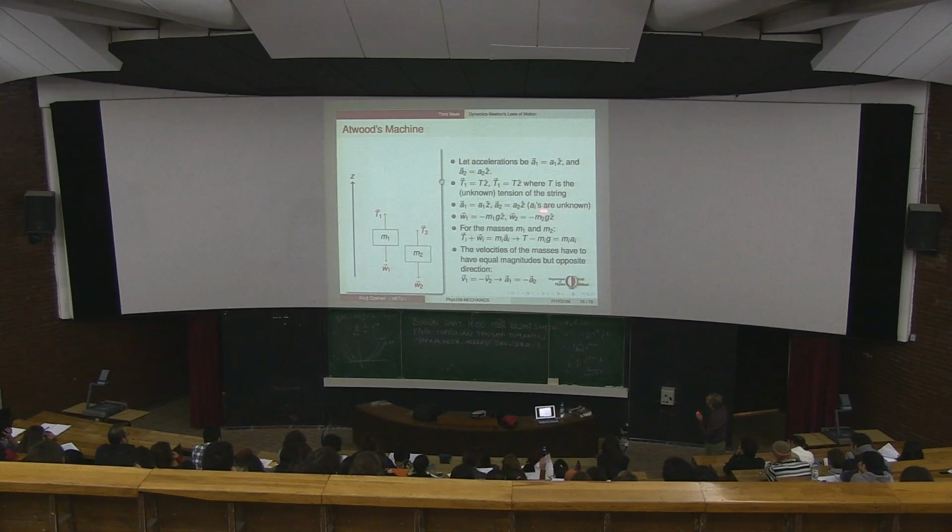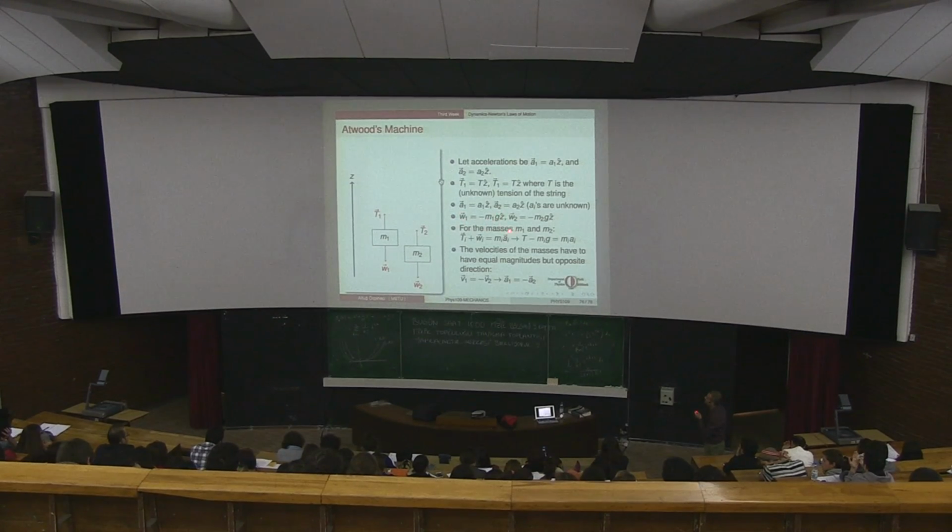Okay, the accelerations are unknown. The weights are in the minus z direction, both of them. The weight of mass 1 is minus m1 g along the z direction. The weight of mass 2 is m2 times g along the minus z direction.